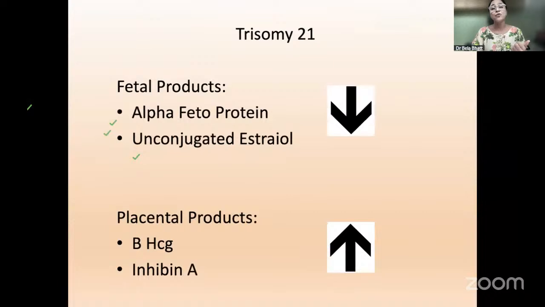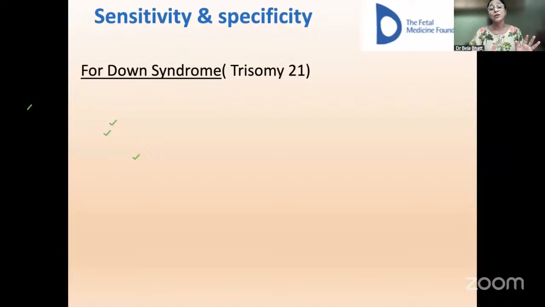So for Down syndrome, basically the alpha fetoprotein and unconjugated estriol are the fetal products which are reduced. And so as a compensatory mechanism, the placental products, beta HCG and inhibin A, are increased. So when you find this combination of 4 hormones, you know that this fetus is at high risk for Down syndrome. Now comes a very, very important slide telling us about the sensitivity and false positive rate of each test.